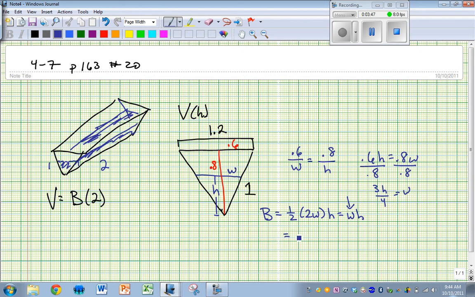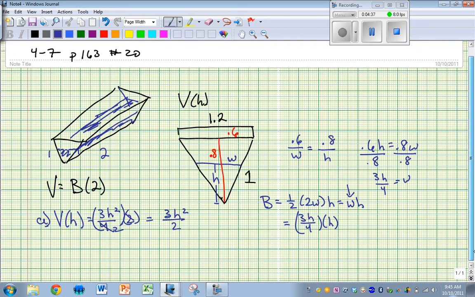So then I have my base, my B, which is going to be 3H over 4 times H. Since I can substitute my B over here, I'm going to have my volume in terms of H, which is going to be 3H squared over 4 times 2, which simplifies to, that cancels, this is a 2, so 3H squared over 2. That's my function. That's part A.